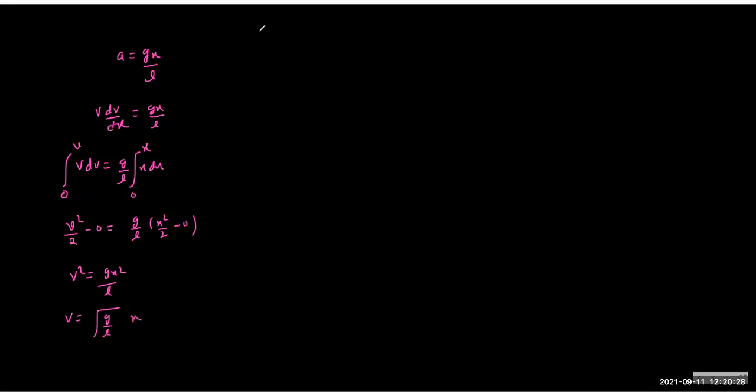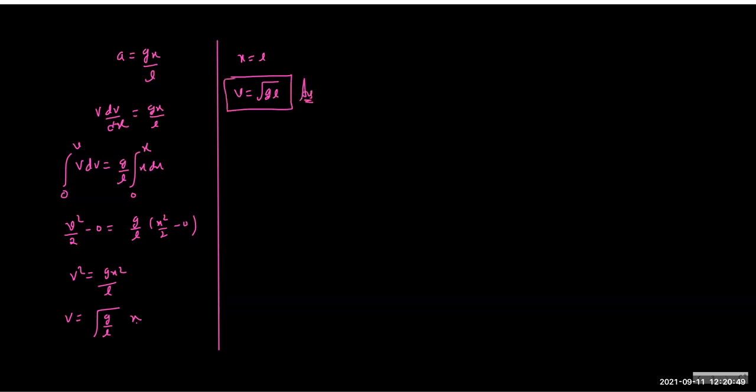Now what I was asking is the velocity when you completely leave the table, which means when x is L. At that instant, v turns out to be root gL, because if you put x equals L, it becomes root gL. This is your answer. Okay.